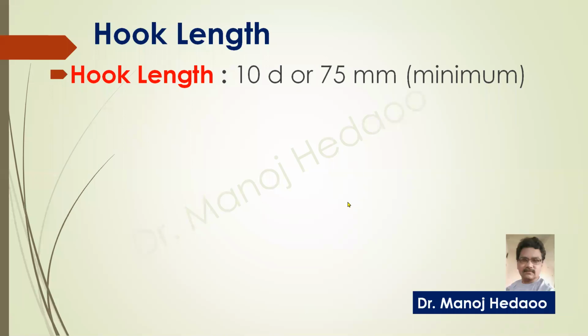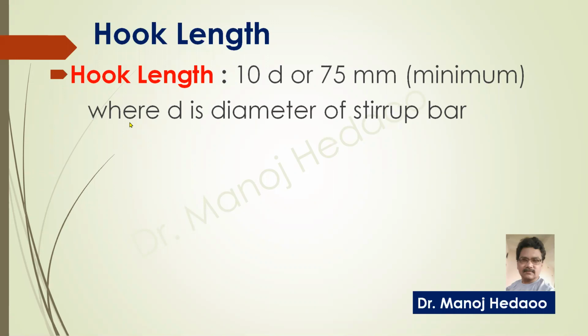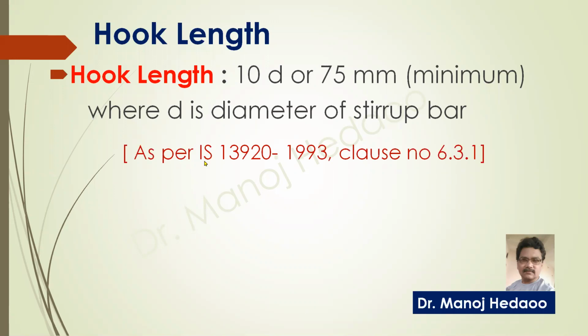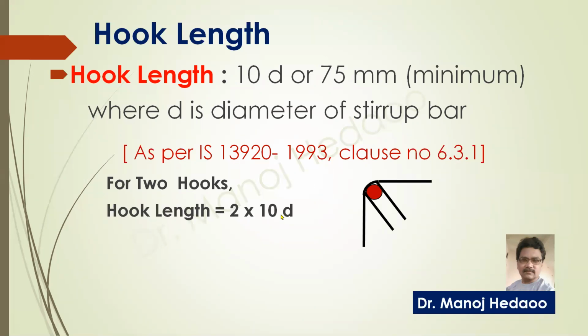Now friends, second important term is hook length. Here hook length is given by 10d or 75 mm minimum, that we have already discussed in first video, where d is diameter of stirrup bar. This is as per IS 13920 1993, clause 6.3.1. So here for two hooks, the total length will be 2 into 10d. You can see two hooks. For one hook it is 10d, for two hooks it will be 2 into 10d.